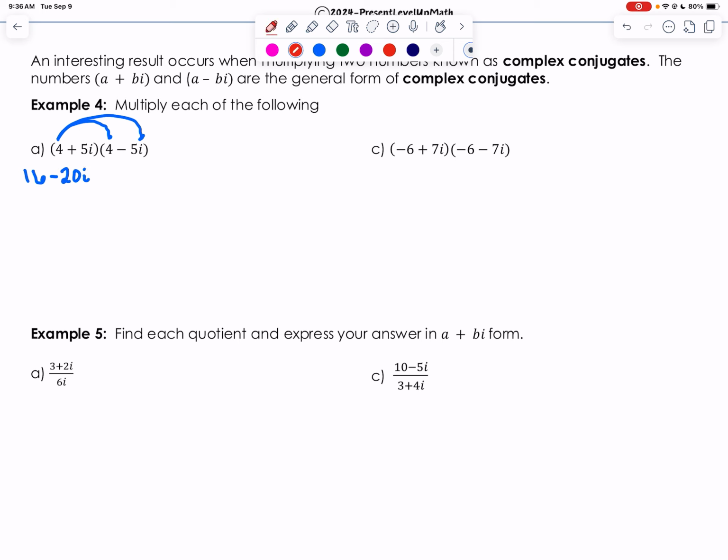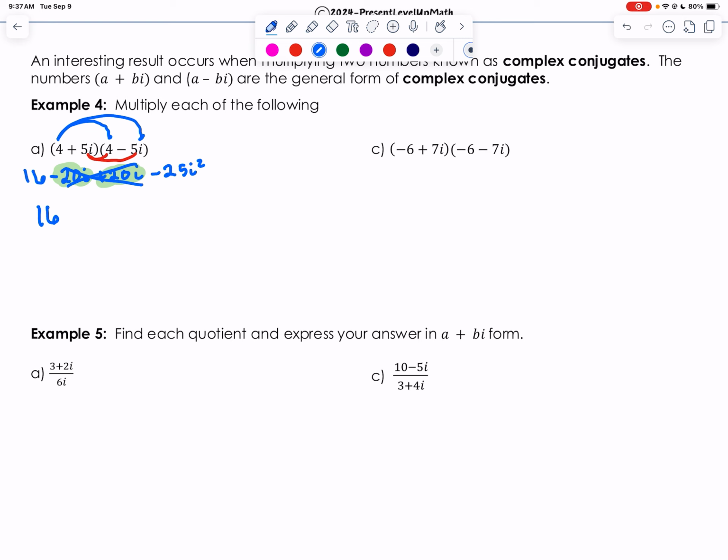Then I'll multiply the second term, 5i, by everything in the second parenthesis. So 5i times 4 gives me +20i. And 5i times -5i gives me -25i squared. Now, hopefully you can see that in the middle here, the -20i and the +20i are going to zero out. So when I simplify this, I'm left with a 16.